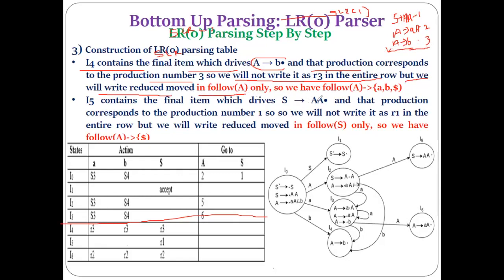So follow of A we have already calculated. Follow of A is what? a, b, and the dollar. So you have to make the reduction entry R3 below the a, below the b, and below the dollar. So here you have to make the entry.